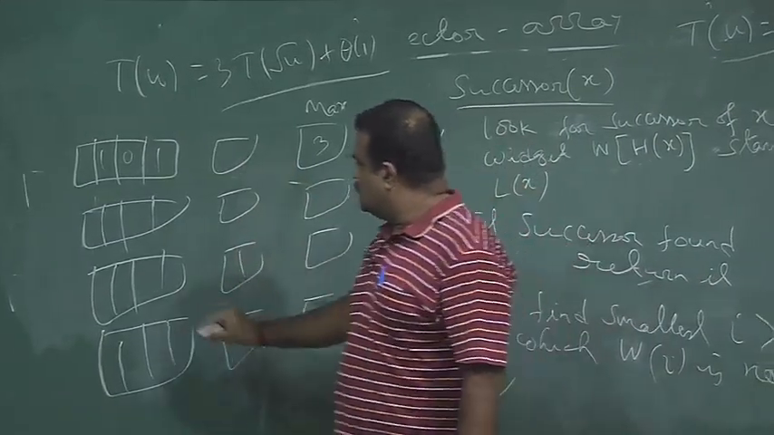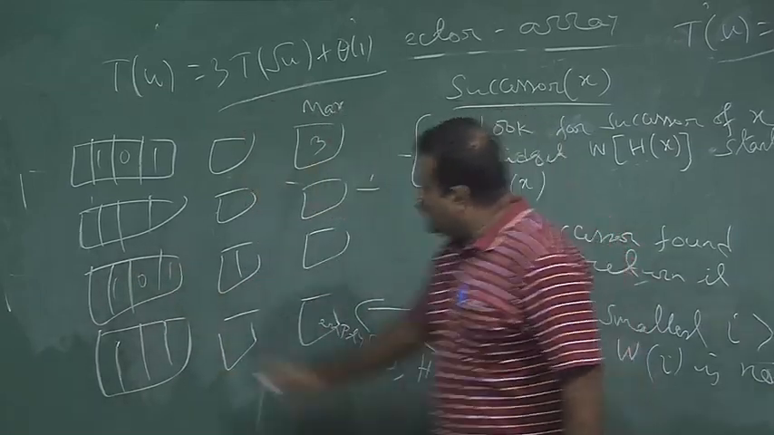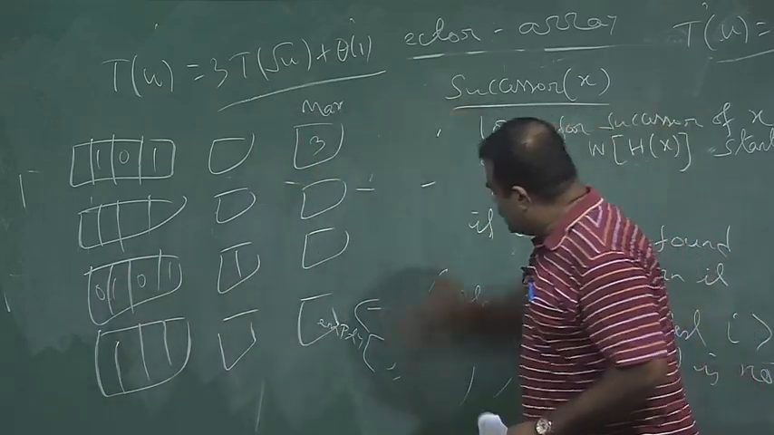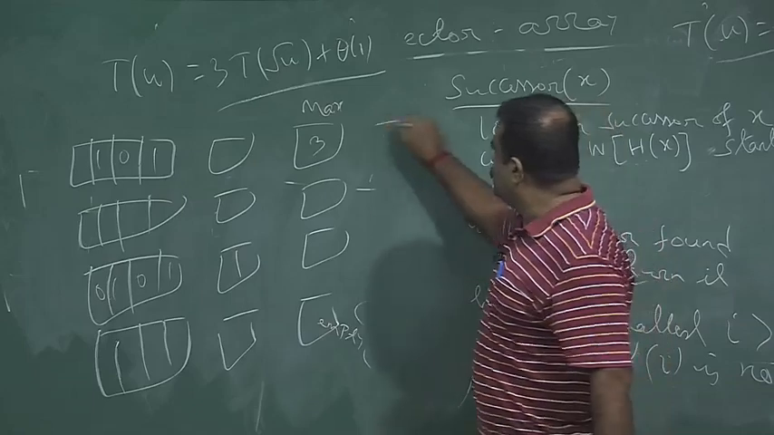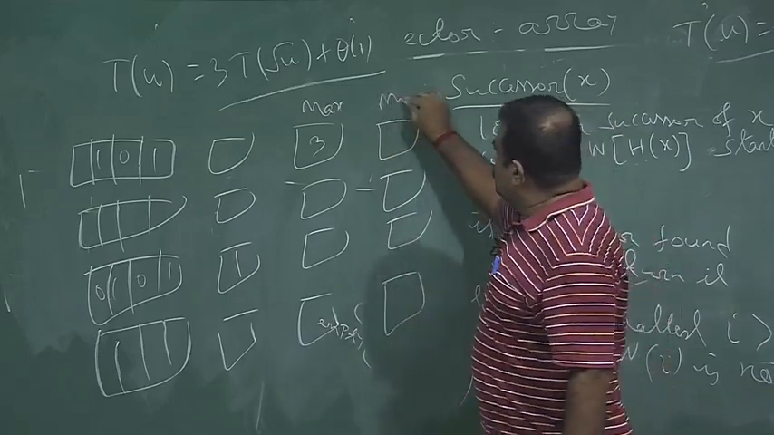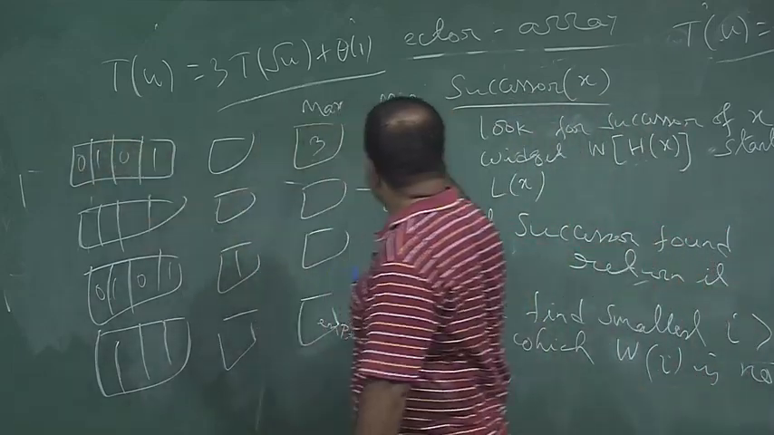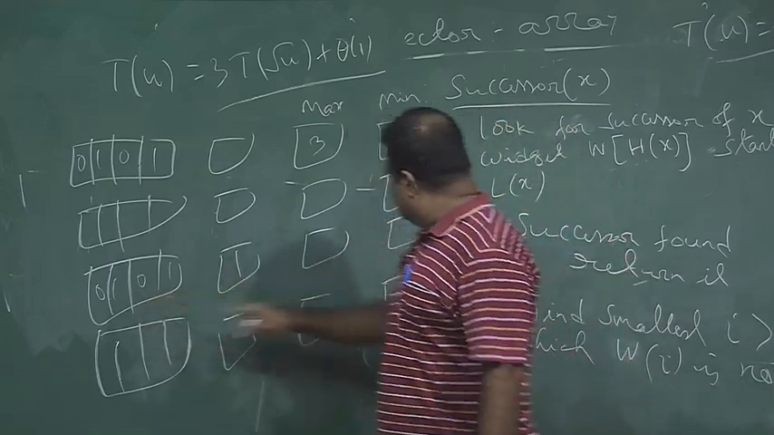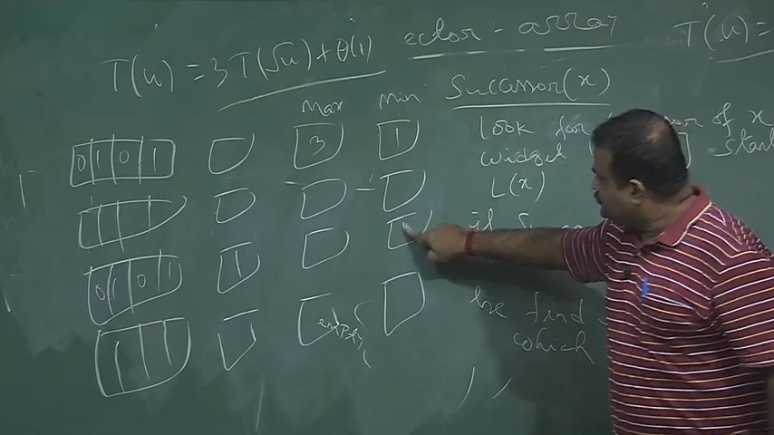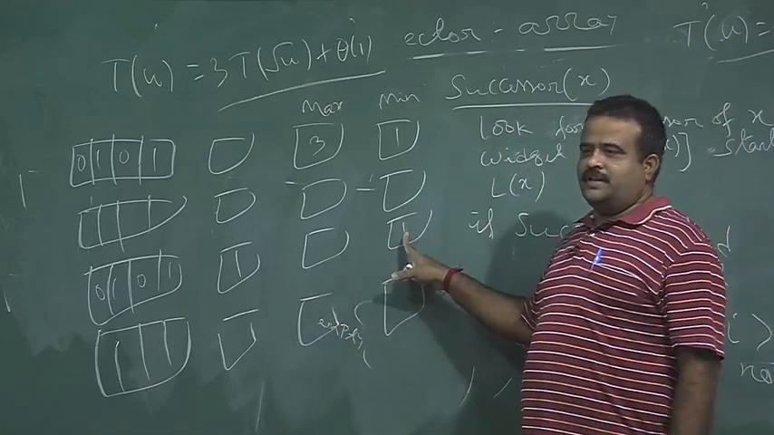Suppose this is 1, and then suppose 1, 0, 1. Now, here we need to get the successor. How can we get that? We will just do further augmentation. We will put the minimum also, because we already made a successor call. So, the minimum here is 1. This minimum is also 1. That will give us the successor of x. So, we will just look at this minimum and return that.